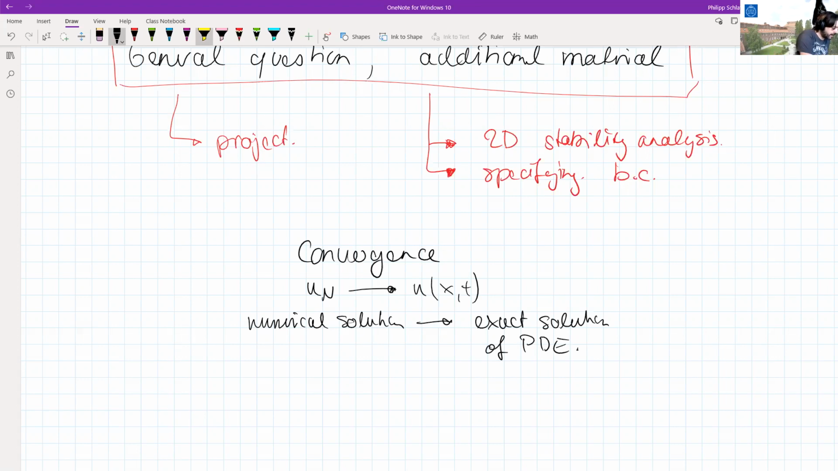So I will very briefly summarize again what I said. The whole purpose of doing numerical simulations, or CFD for that matter, is to reach a result which is converged. Convergence means that my numerical solution, so what I get out from my algorithm, from my computer code, is as close as possible to the exact solution of the partial differential equation.